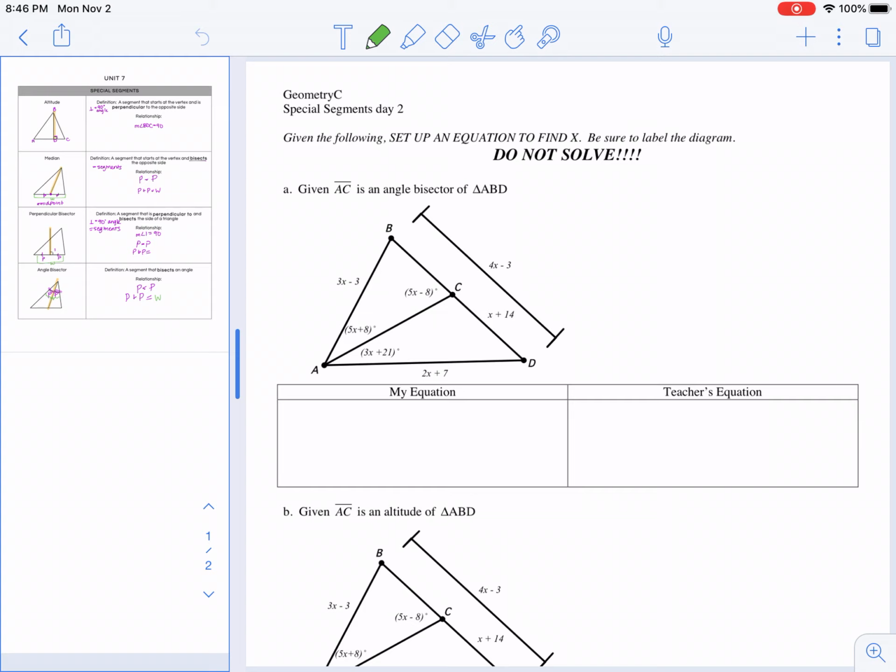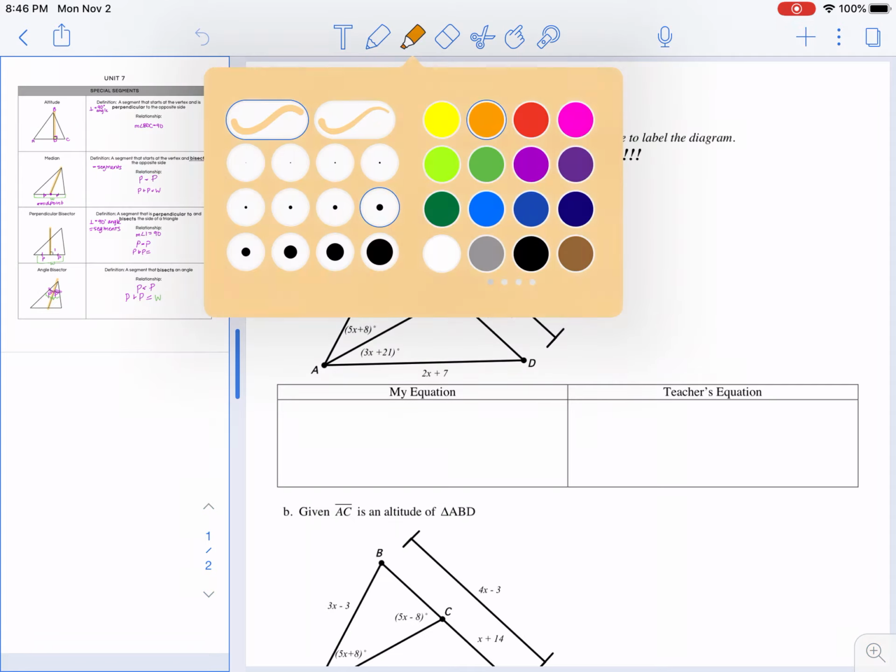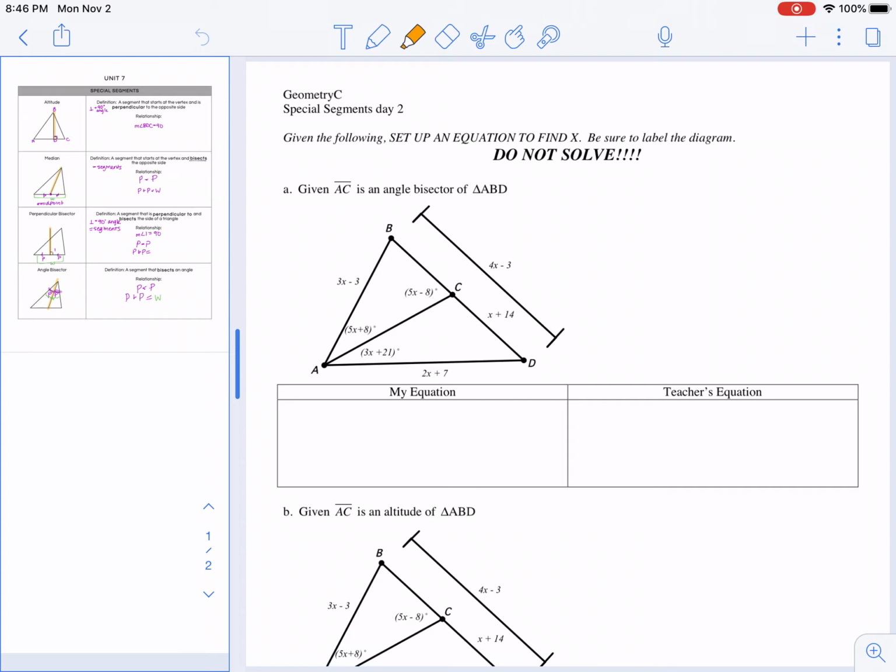So what we're practicing today is looking at a diagram and discerning the important parts of the diagram that we can use to set up an equation. What you're going to see in this unit is a bunch of different expressions and equations, and you're going to have to figure out which parts are important to use in order to set up your equations. So that's what we're going to practice today.